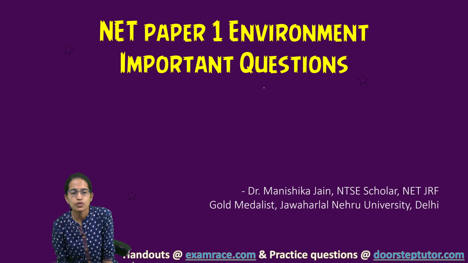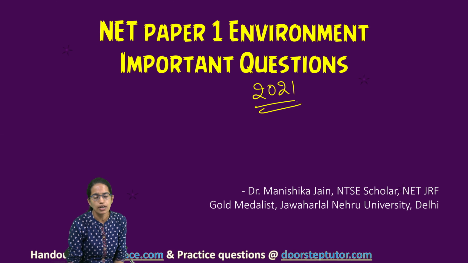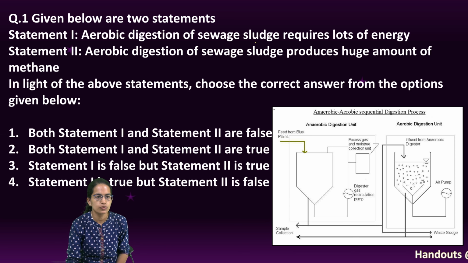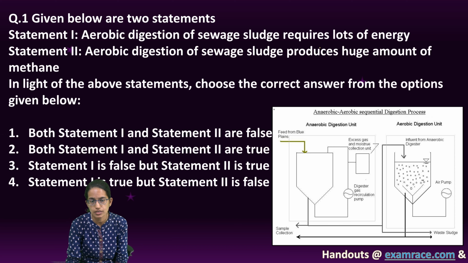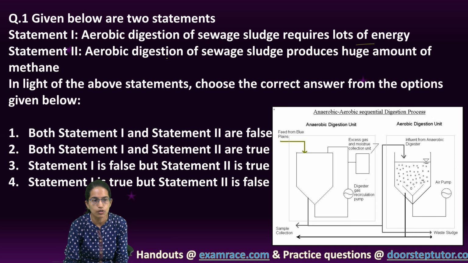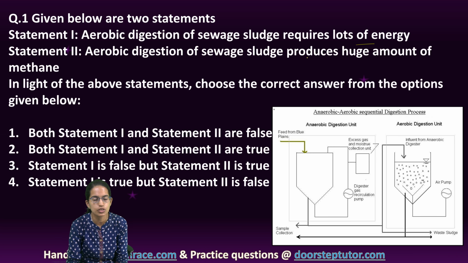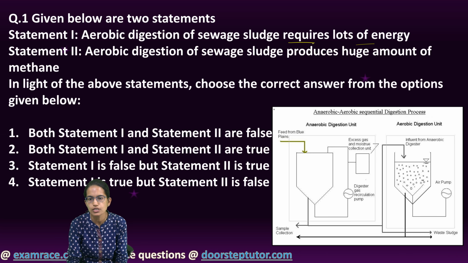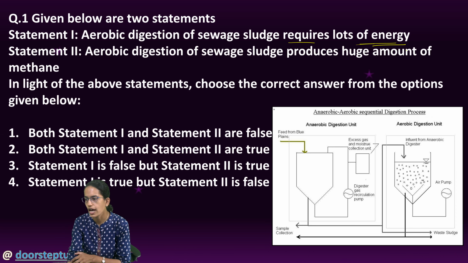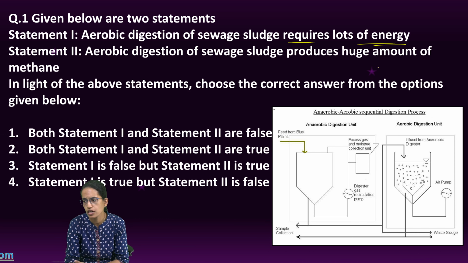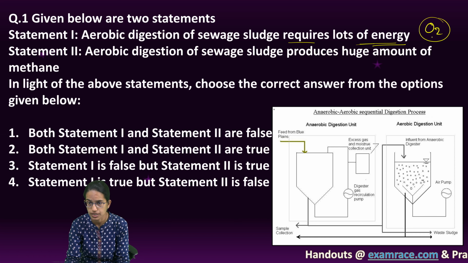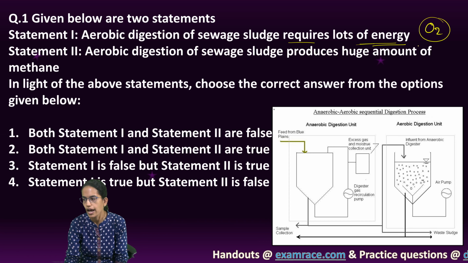Let's discuss some of the questions from 2021 past papers for NET Paper 1 across various sets and shifts. The first question is: aerobic digestion of sewage sludge requires lots of energy, and the second is: aerobic digestion of the sludge produces a huge amount of methane. The first one is actually correct. Aerobic digestion of the sewage actually produces a lot of energy. It occurs when oxygen is available, since it is aerobic. If it was anaerobic, it would be in the absence of oxygen.